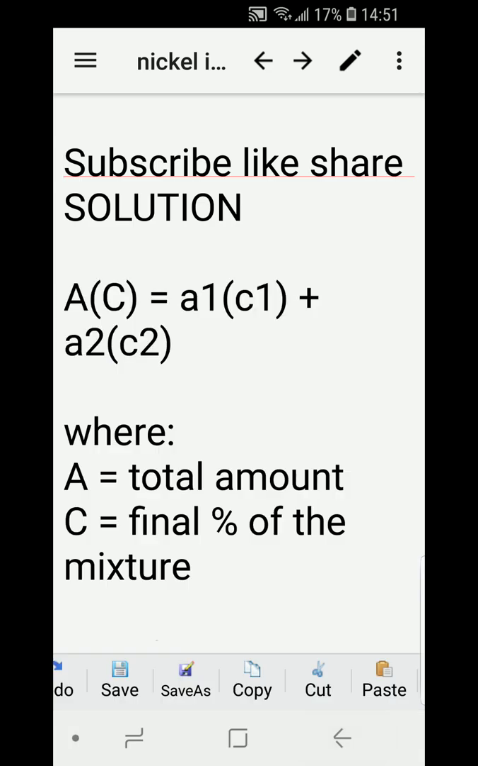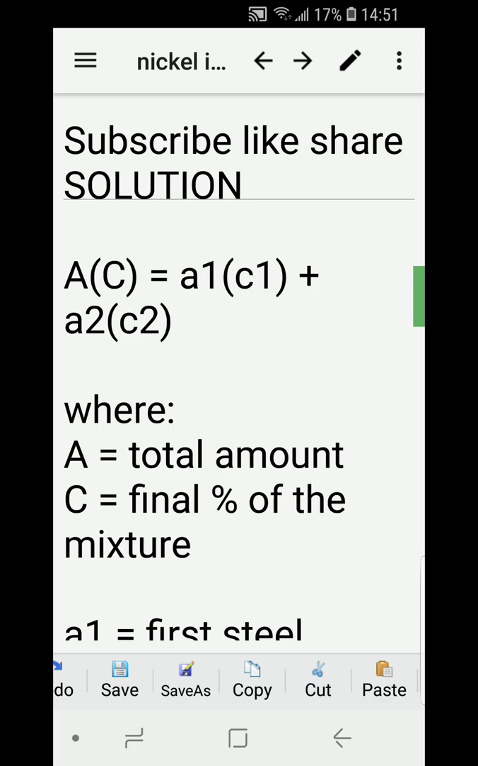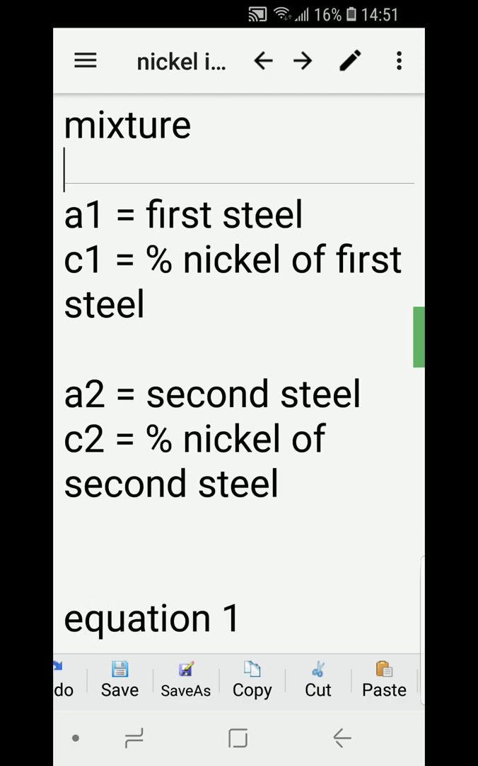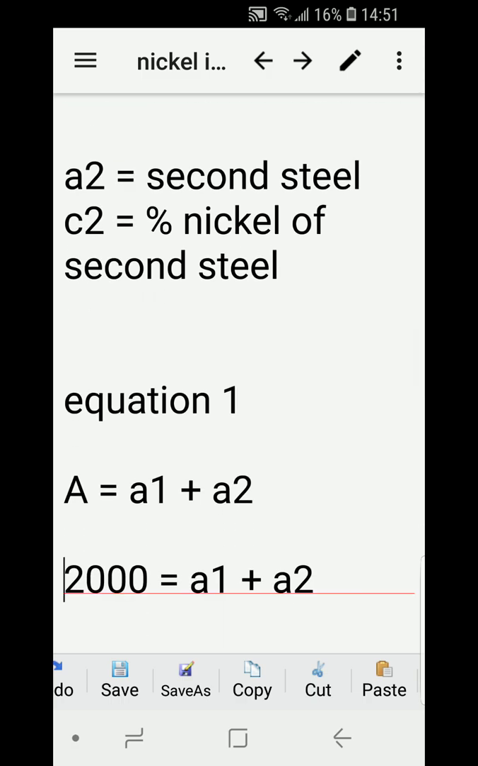And we're back to the solution. So our working formula is A times C is equal to A1 times C1 plus A2 times C2, where A is the total amount of steel, C is the final percent of the mixture, and A1 is the first steel, C1 is the percent nickel of the first steel, A2 is the second steel, C2 is the percent nickel of the second steel.